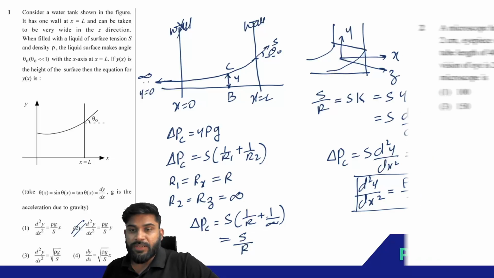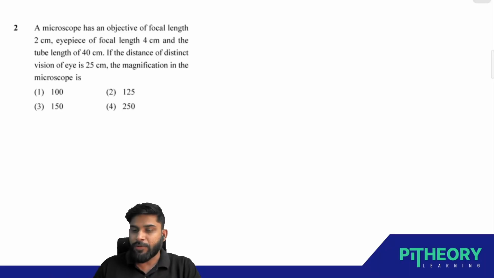Let's go for the next question now. So here is our second question. A microscope has an objective focal length 2 centimeter, eyepiece of focal length 4 centimeter, and tube length of 40 centimeter. If the distance of distinct vision of the eye is 25 centimeter, what is the magnification of the microscope?